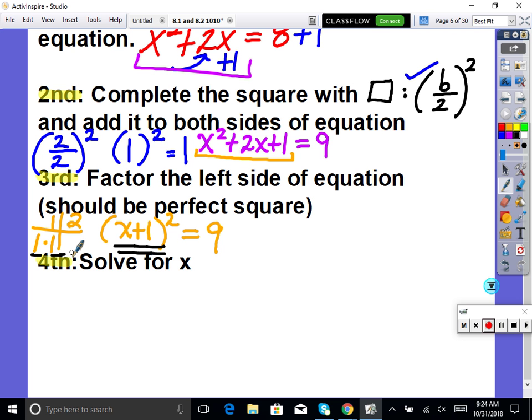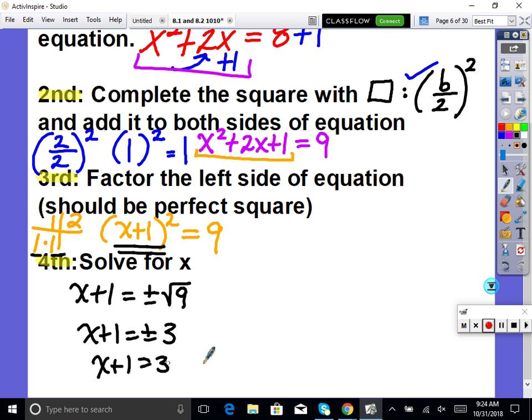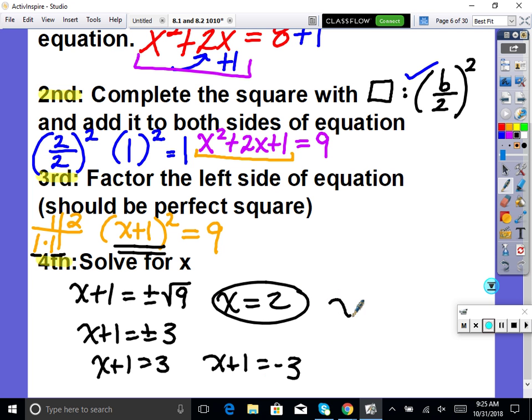So now just solve for x. We square root both sides. So we have x plus 1 equals plus and minus the square root of 9, so x plus 1 equals plus and minus 3. So we have x plus 1 equals 3, and x plus 1 equals negative 3. Our two solutions are x equals 2, subtract 1, we get 2. Subtract 1, we get negative 4, everyone. There are our two solutions. So we solve by completing the square.